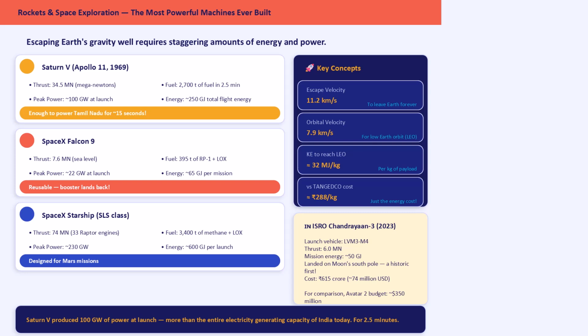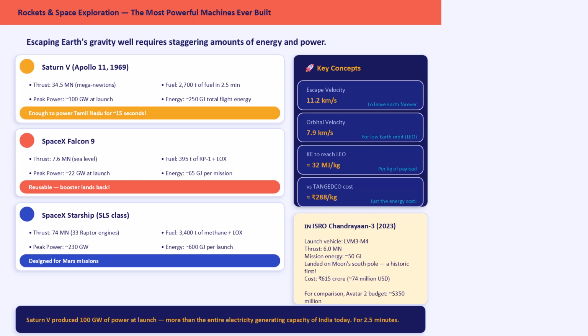SpaceX's Falcon 9 produces 7.6 million newtons and is reusable. The booster lands itself back on a drone ship. Starship, with its 33 Raptor engines, generates 74 million newtons, the most powerful rocket ever flown.